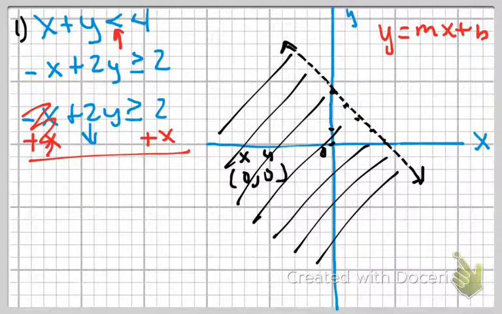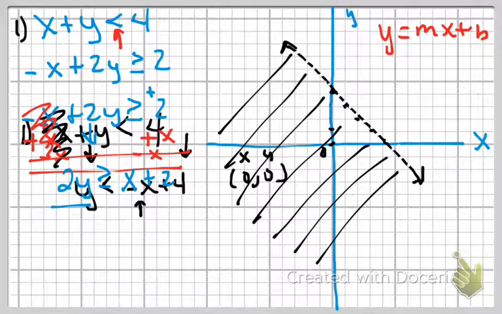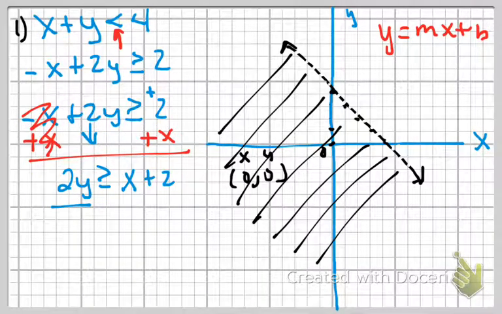So now I bring down my 2y is greater or equal to, and I'm just going to say x plus 2. There's a plus in front of that, we just don't see it. Y is being divided by 2. So when y is being divided by 2, I have to multiply by 2, I got to divide by 2. So everything gets divided by 2.